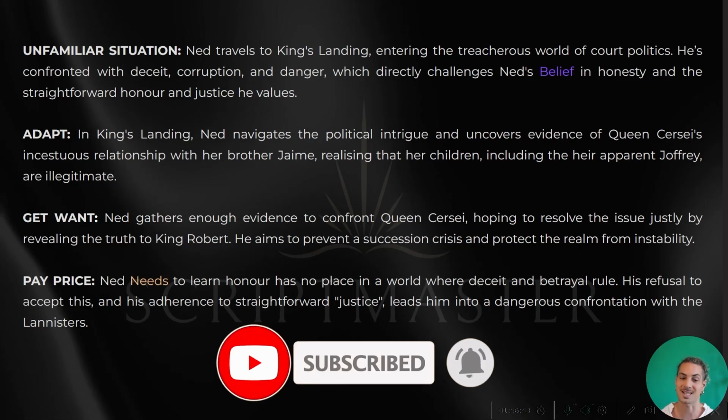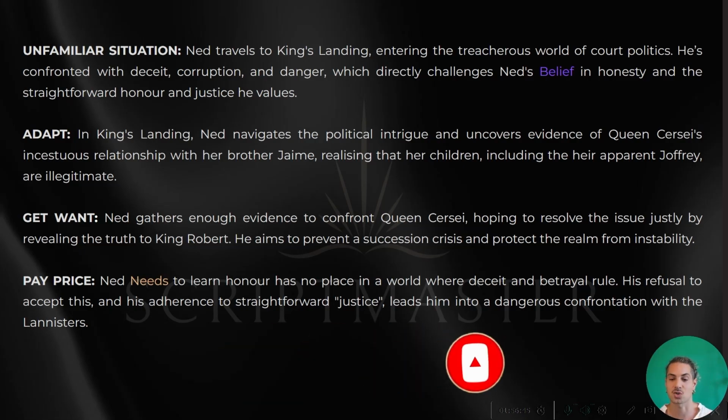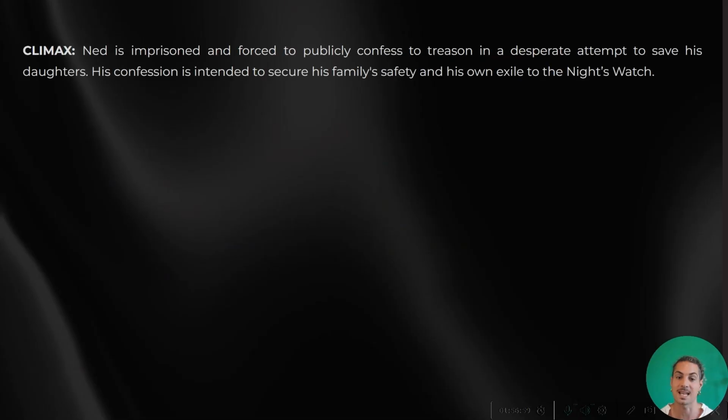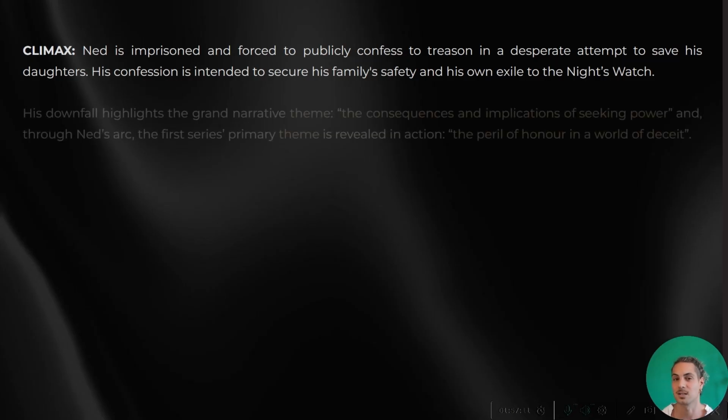His refusal to accept this and his adherence to straightforward justice leads him into a perilous confrontation with the Lannisters, and having refused to integrate that need, his climax is therefore tragic. King Robert dies before Ned can reveal the truth, and Ned is betrayed by those he trusted. He is imprisoned in the climax and forced to publicly confess to treason in a desperate attempt to save his daughters. His confession is intended to secure his family's safety and his own exile to the Night's Watch.